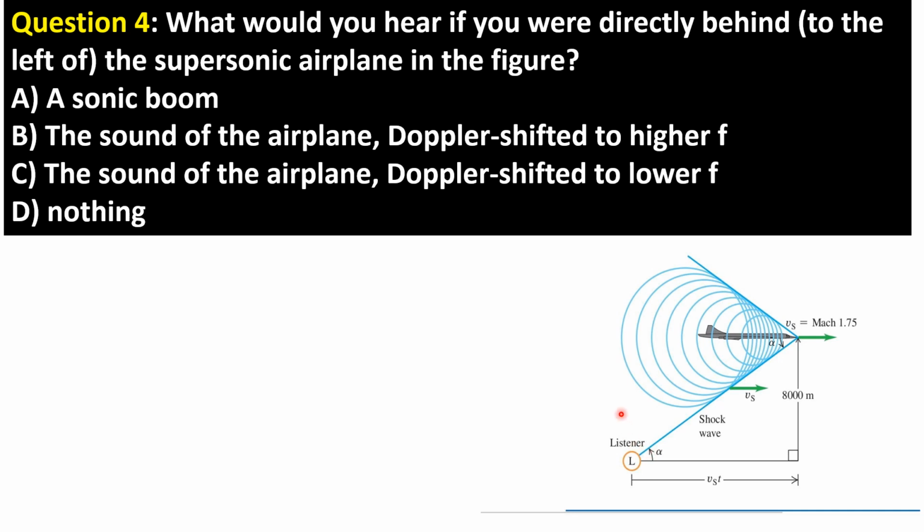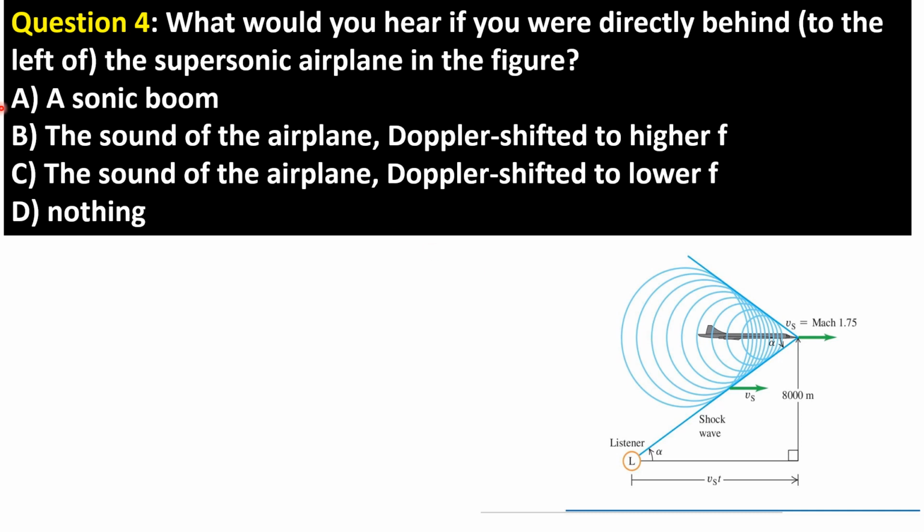So the question pertains to a situation where the listener, if you were directly behind or to the left of the supersonic airplane, meaning if this is the airplane and you are at this particular point behind, exactly directly behind the moving supersonic airplane. That is what the question is assuming. A listener at this particular point, what is he going to observe?